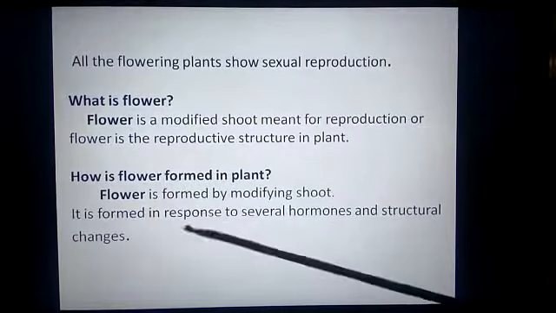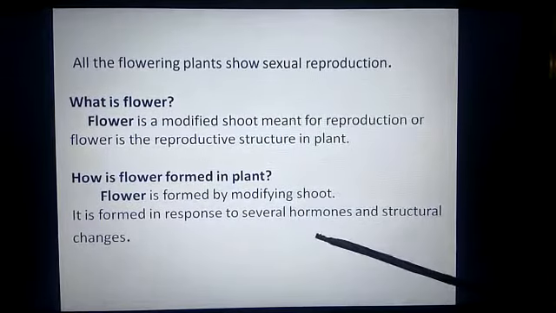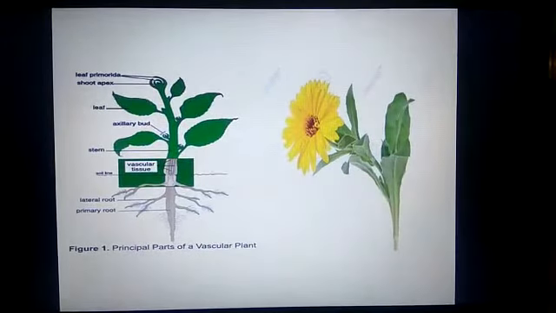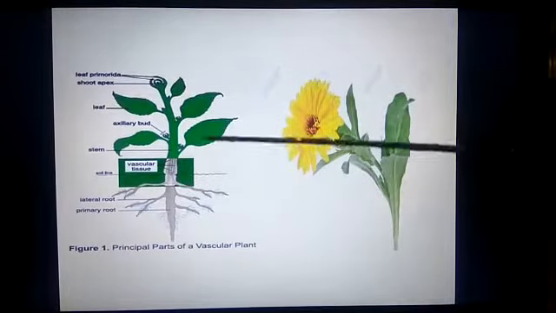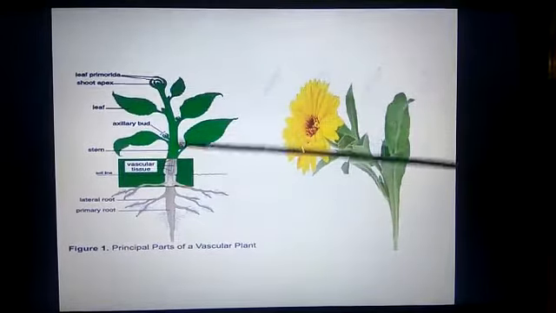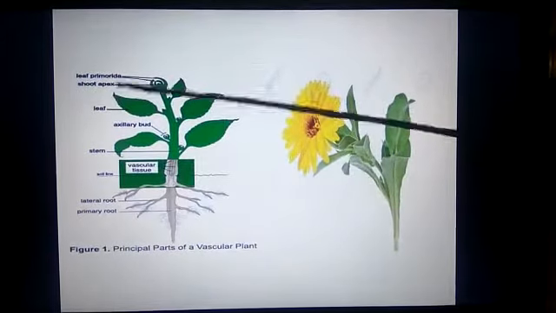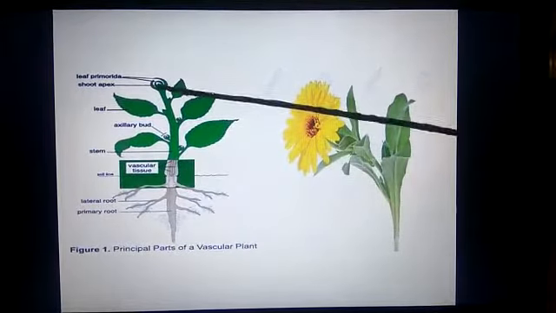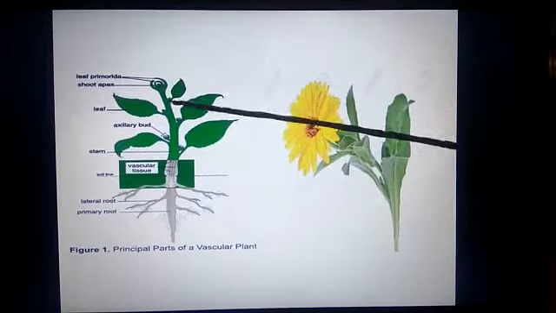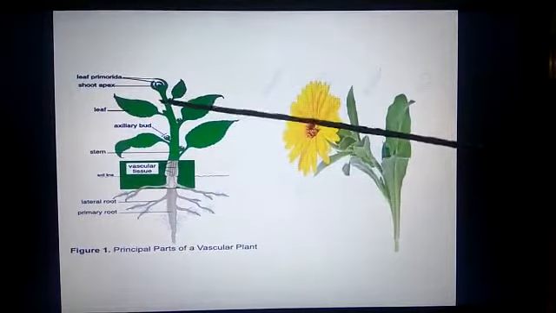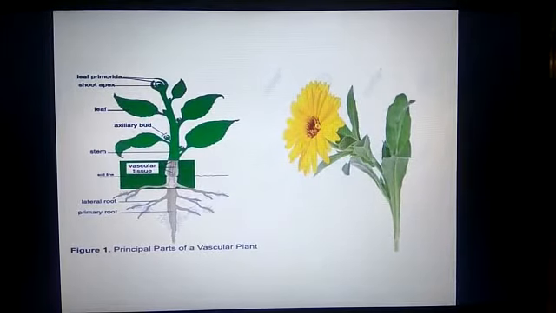Now a flower is formed in response to several hormones and structural changes in the plant. If you look at the picture on the left hand side, you see a simple plant in its growing stage. When the plant is in the growing stage, the shoot apex will continue to grow, give out nodes, and each node will give out a leaf and bud, and all the nodes will elongate, forming internodes. This formation of internodes will contribute to the height of the plant.